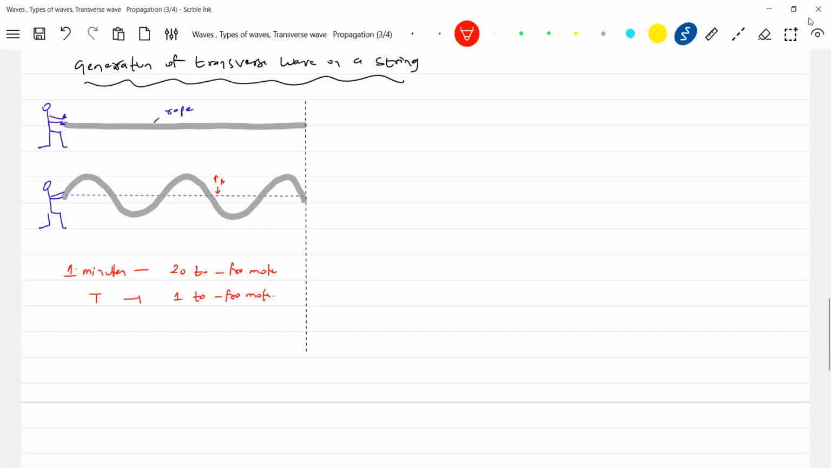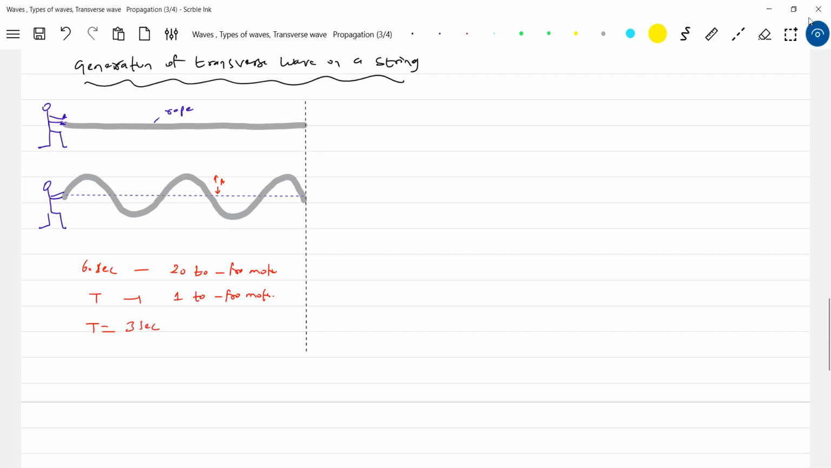What is the time taken to complete one? 1 minute means 60 seconds. For 60 seconds, 20 to and fro motions. So for one to and fro motion, what is the time? Anybody? Three seconds, shall I call it? Time taken to complete one is 3 seconds.